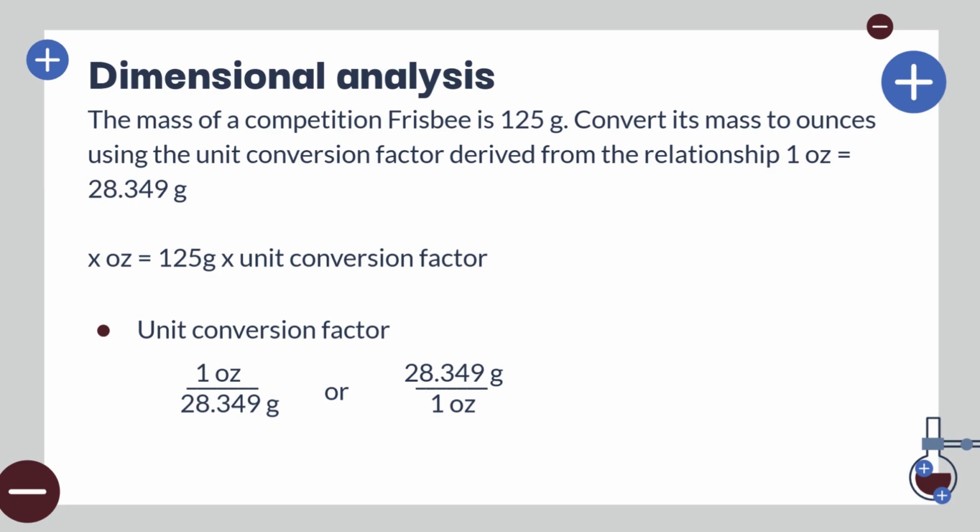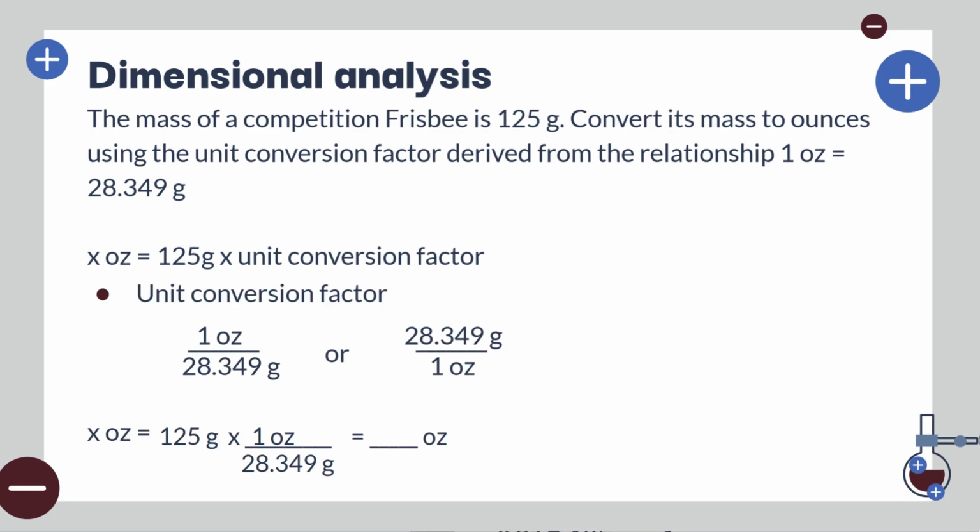The problem reads, the mass of a competition frisbee is 125 grams. Convert its mass to ounces using the unit conversion factor derived from the relationship 1 ounce is equal to 28.349 grams. In order to get ounces, we begin with 125 grams and multiply it by our unit conversion factor. Our unit conversion factor can be one of these two. And remember, we use the one that will cross out our units. So, to set it up, it will look like this.